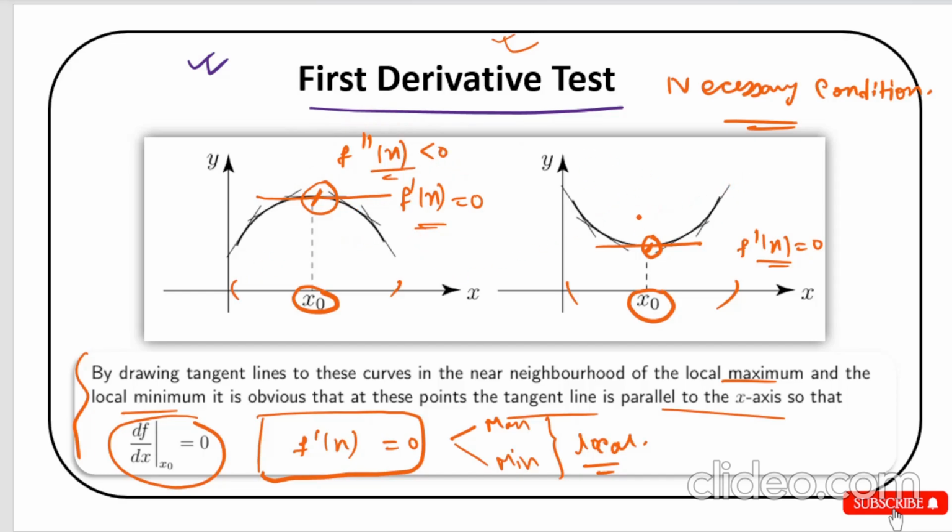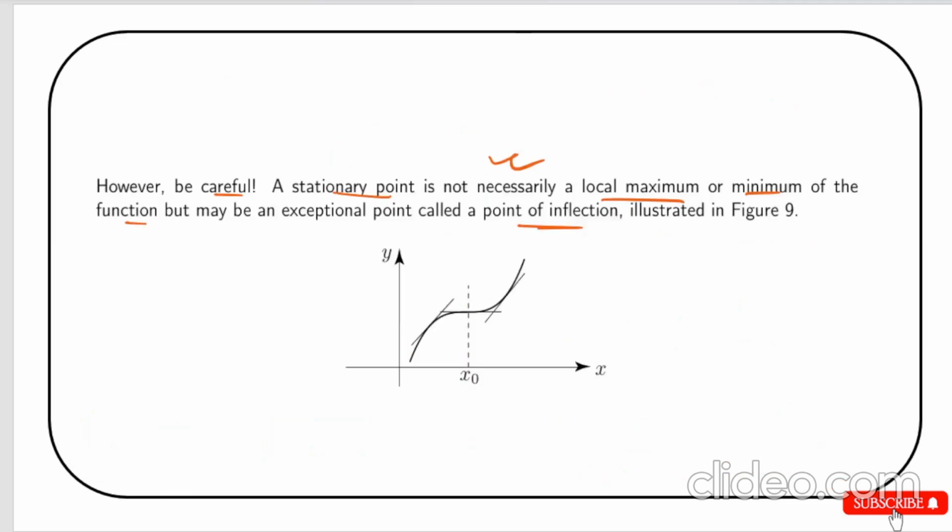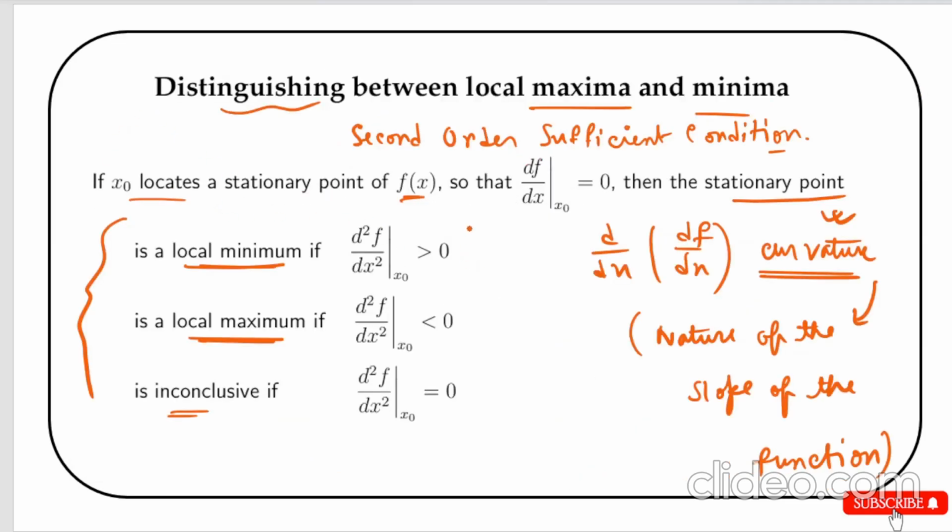Now for the local minima case, initially the slope was falling, and then the slope is increasing. So the curvature is basically increasing. After this point, you see the curvature is increasing. After this point, you see the curvature is decreasing. So here the double derivative is negative, here the double derivative is positive. And this is the exact condition we are checking here: if the double derivative is positive, it means that after this point, the slope is increasing.